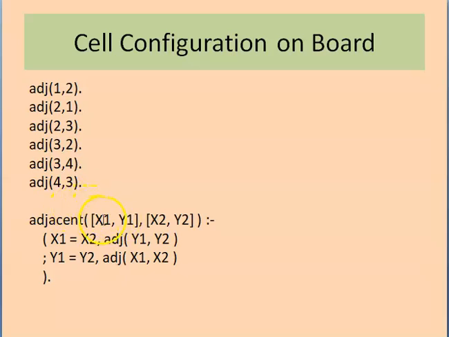Now we have to define the row and column configuration. If x1 is equal to x2, then we have to check the adjacency of y1 and y2. And if y1 and y2 are equal, then we have to check the adjacency of x1 and x2, because every time we make a move in a grid, only one changes, whether the row or the column. Both cannot change at the same time because diagonal moves are not allowed.